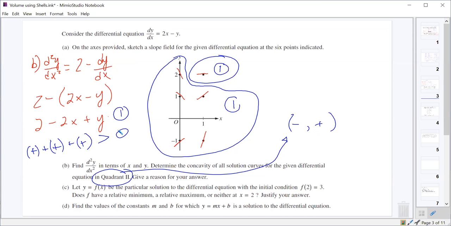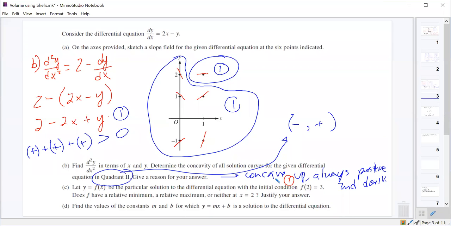So what does that tell you about the concavity of any solution curve in the second quadrant? Should be concave up. And we would want to say, always positive second derivative based on negative x values and positive y values, or something like that. And that concave up, it's always positive. The second derivative is always positive is worth another point. Yeah, 1 point. Good?